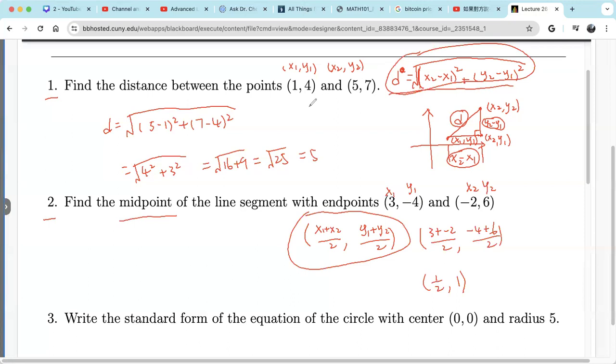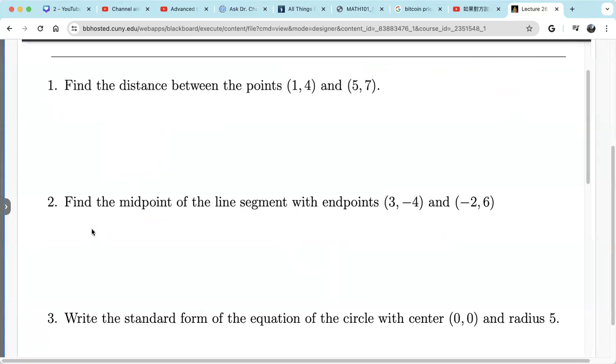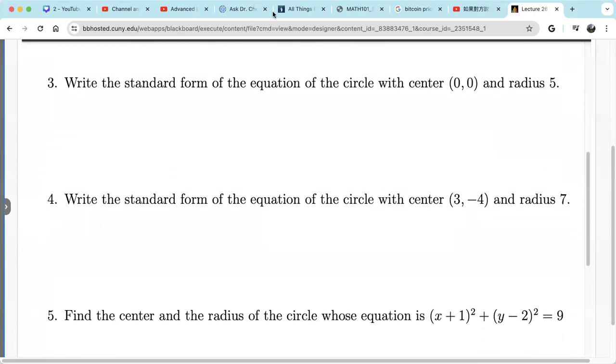Now let's learn the third formula, which is the circle equation. Let's see 3. For a circle, we have a center and a radius. The standard equation is x minus h squared plus y minus k squared equals radius squared. All right, let's see a picture.